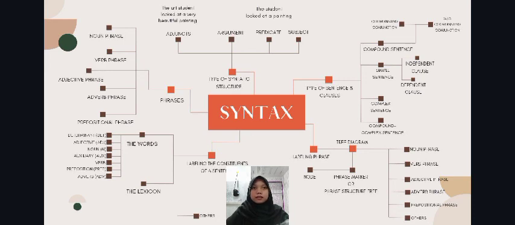A node is a point in a tree diagram where branching occurs. In the sentence, the art student looked at some very beautiful paintings. 1. The art student is a noun phrase. Some very beautiful paintings is a noun phrase too. 2. Looked at some very beautiful paintings is a verb phrase. 3. Very beautiful is an adjective phrase. 4. At some very beautiful paintings is a prepositional phrase.